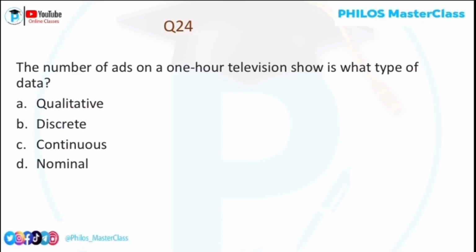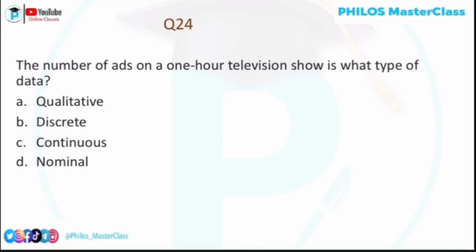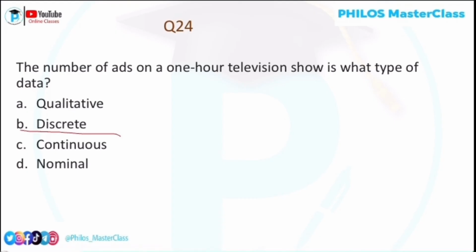You see that? But if you want to know the weight of pizza sold to KNUST students yesterday by Pizza Man, the weight, do you count the weight of a pizza? No, you measure it using an instrument, isn't it? So because you measure, the weight is continuous. But the number of pizzas itself is discrete. So the number of ads, you can count the number of ads. So because you can count the number of ads, you say it is discrete data. So let's proceed to the next question.